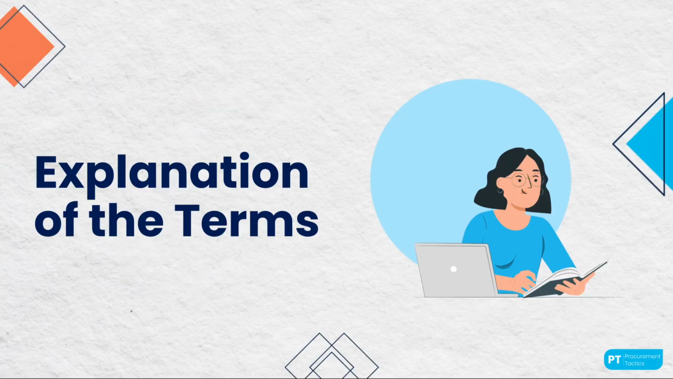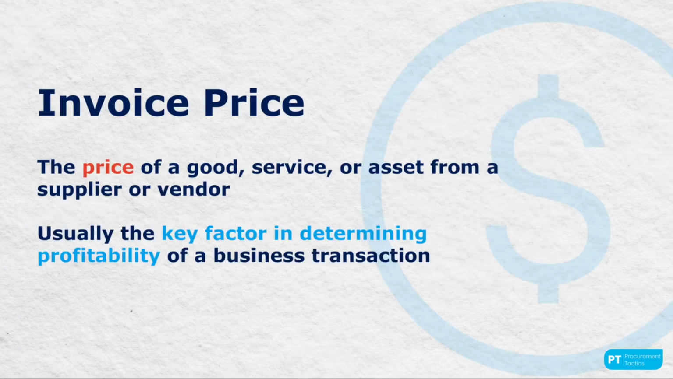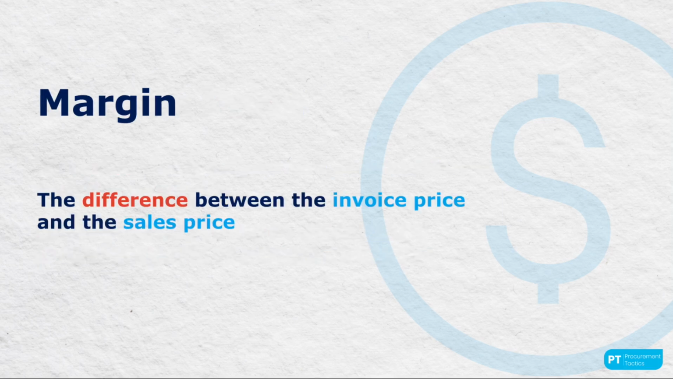There are certain terms that we have to understand before we proceed with the margin templates we will soon discuss. First off, we have the invoice price. The invoice price is the price of a good, service, or asset from a supplier or a vendor. This is usually a key factor in defining the profitability of a business transaction. Next, we have the margin, which is the difference between the invoice price and the sales price.